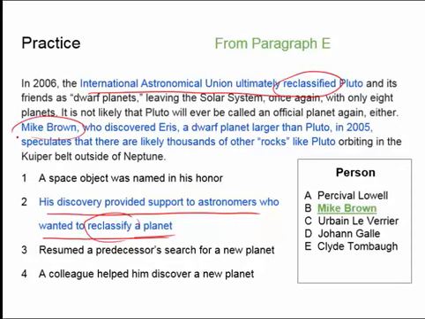Let's see. Mike Brown, who discovered Eris, a dwarf planet larger than Pluto, speculates that there are likely thousands of other rocks like Pluto orbiting in the Kuiper Belt outside of Neptune. So this discovery supported the idea that Pluto ought to be reclassified and not be considered a planet anymore. Okay, so there's your answer for 2.